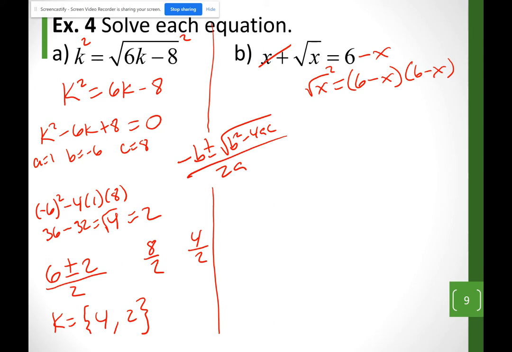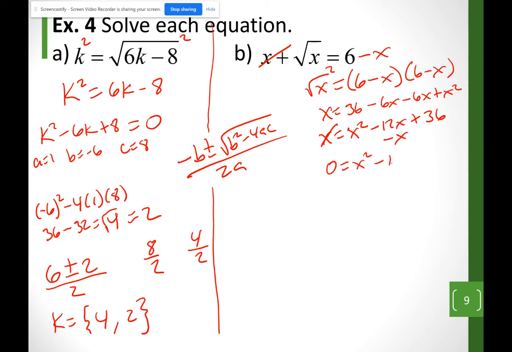remember how to distribute. So I have that x equals, let me distribute the 6, 36 minus 6x. Let me distribute the negative x, negative 6x plus x squared. So I have that x equals x squared minus 12x plus 36. Notice how I rearranged by the highest exponent? Let me bring the x over. So I have that 0 equals x squared minus 13x plus 36.